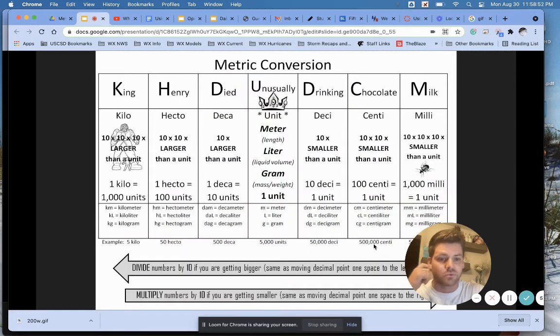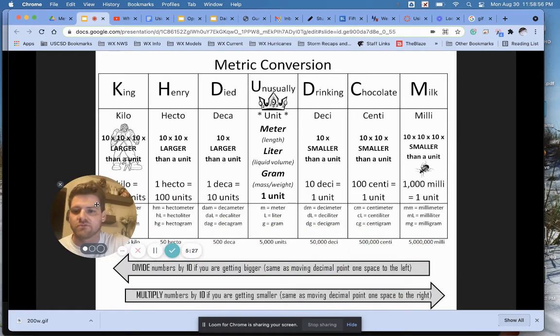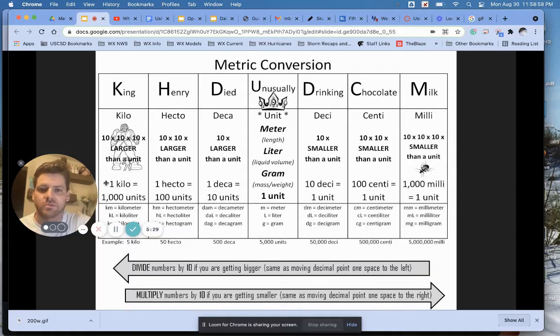So this is our base. This is the conversion chart. So this is what is going to help us. I want to draw your attention to a couple of places here. First of all, this middle section, these are our units, right? When we're talking about length, we're going to be using meters. When we're talking about volume or how much liquid we have of something, we're going to be talking liters. When we're talking about the mass or the weight of something, we're going to be talking about grams.